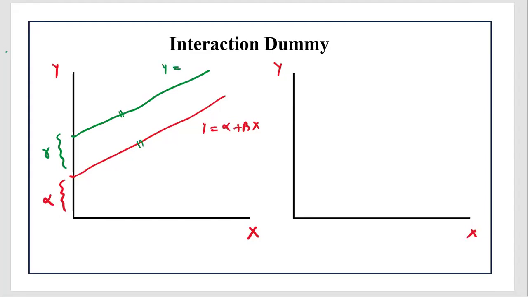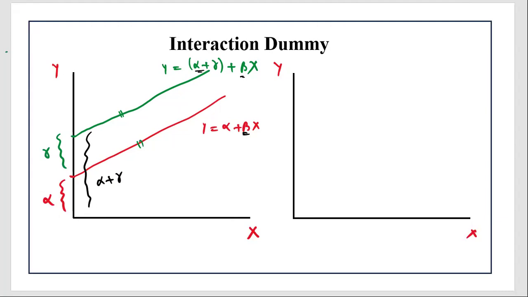And the diagram will look something like this. Here the intercept will change. It will be alpha plus gamma, and then the slope will be as it is. So what is the slope? The slope will be beta, right? The slope is remaining the same. See, slope is the same. Only the intercept changes, and this total intercept here will be alpha plus gamma, which you can see here.